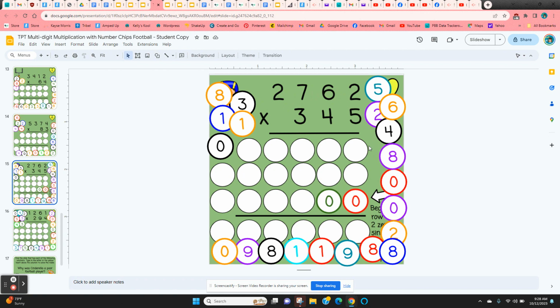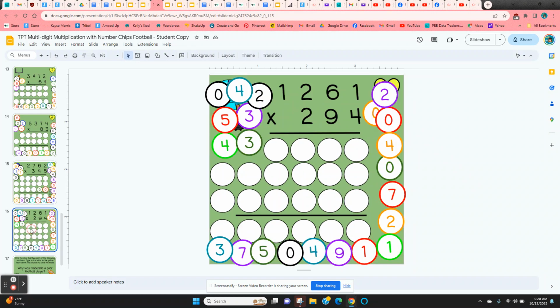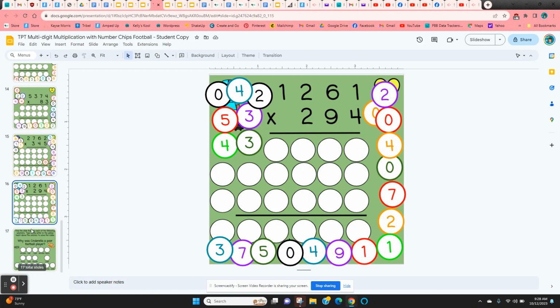2,762 times 5 in the first row, 2,762 times 40 in the second row. That means they have to start this row with a 0. And then 2,762 times 300. That means the third row, they have to start with 2 zeros. And this one's already done for them. And then they just have to fill in the rest of the numbers. And then they get one more to practice.